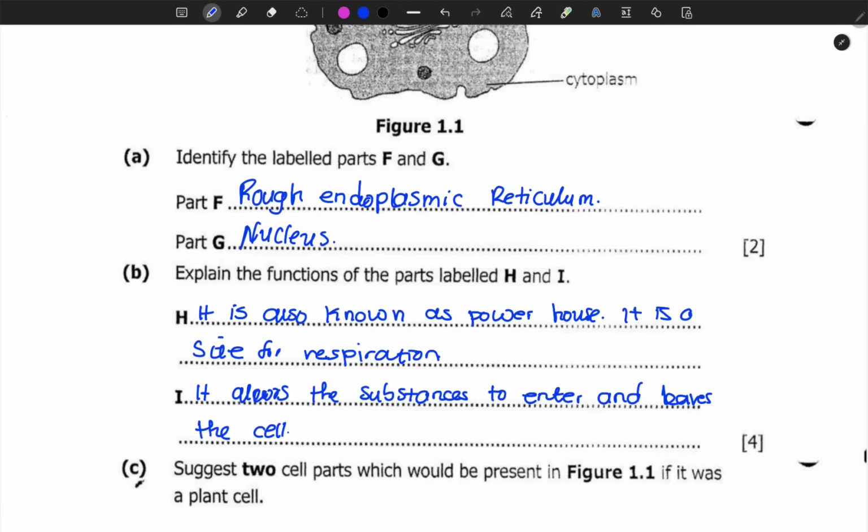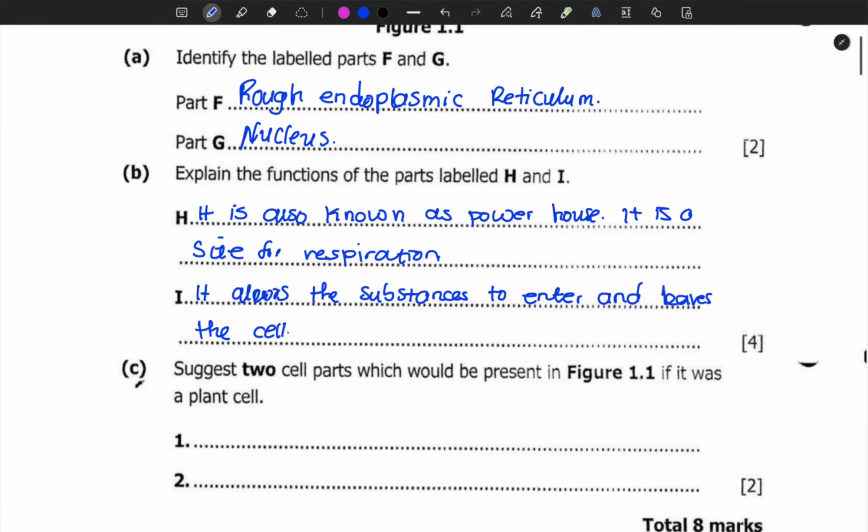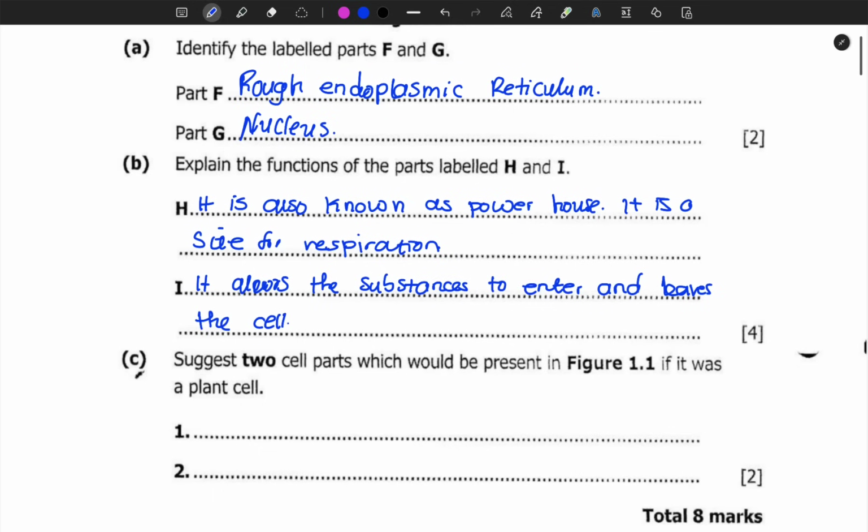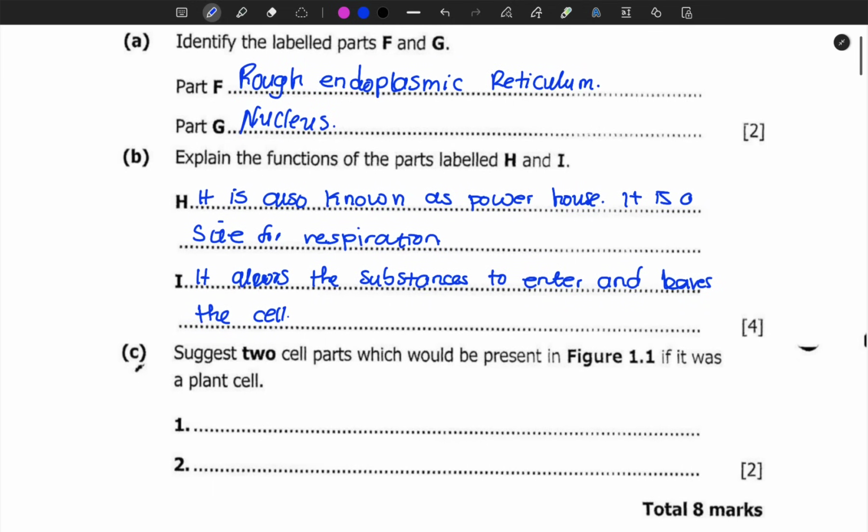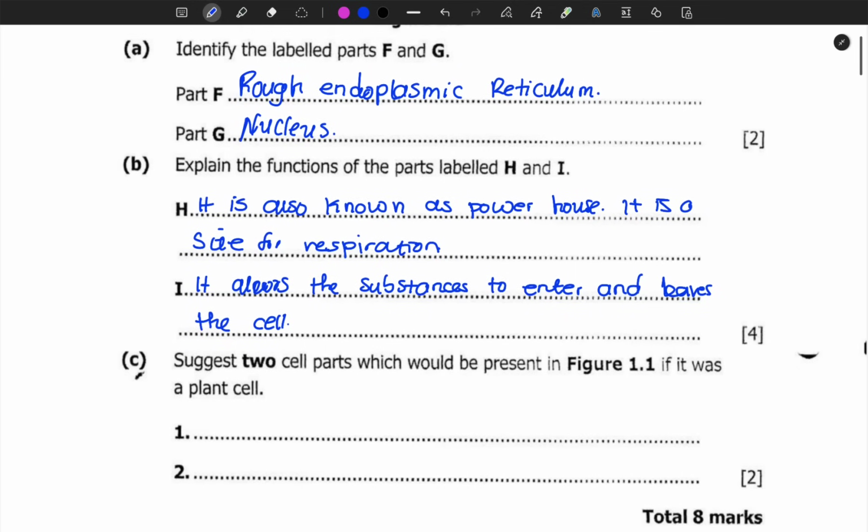Then we move on to question number 2. Suggest 2 cell parts which would be present in figure 1.1 if it was a plant cell. This question is indirectly telling us that we are looking at the difference between a plant cell and an animal cell. So if the given cell was a plant cell, what 2 structures would this cell possess? Structures like cell wall, then we may have cellulose, we also may have chloroplast.